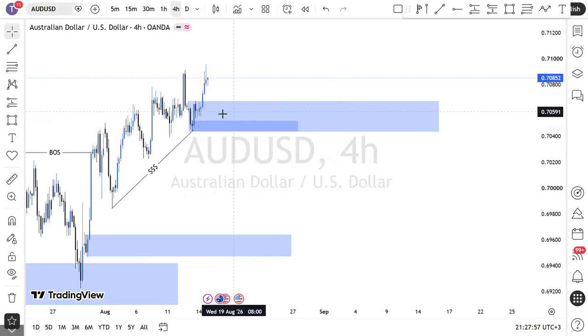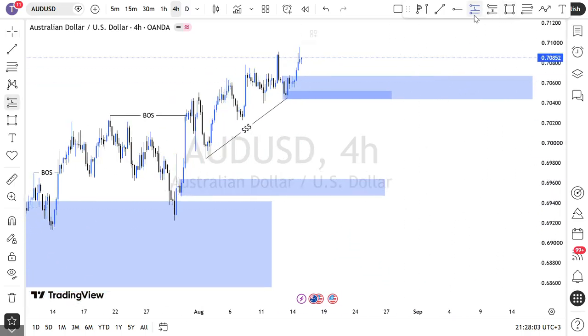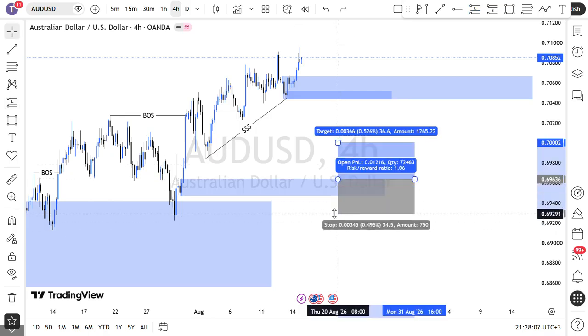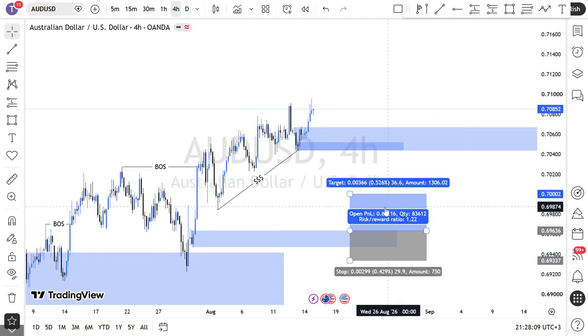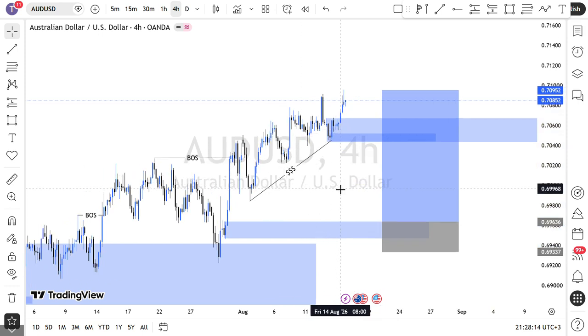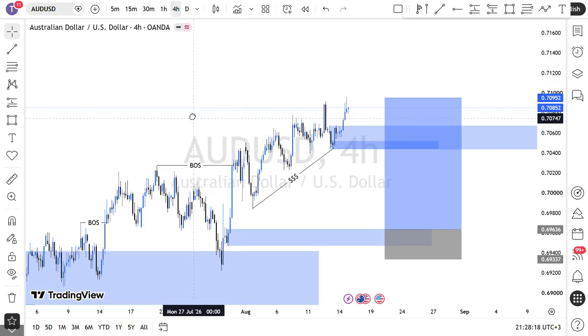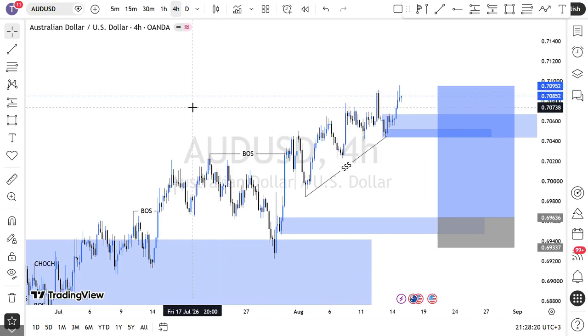But let us watch out on what price will be doing from this point first before we look to wait for price to come back into this extreme point of interest, and then we look to take our buys from that area, the upside. So on AUDUSD, we are still bullish. Let us look for buying opportunities to the upside.